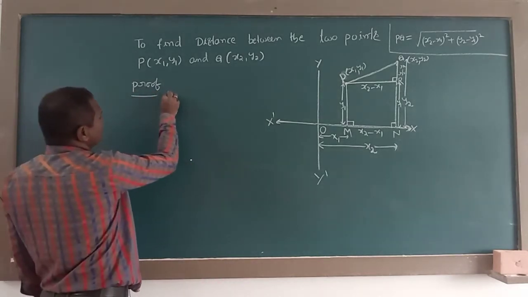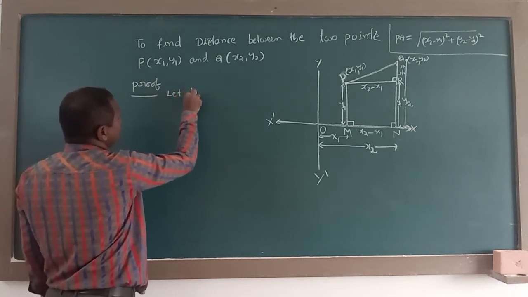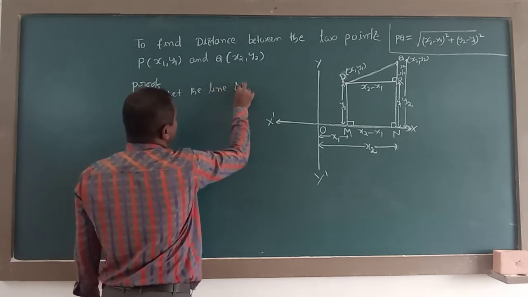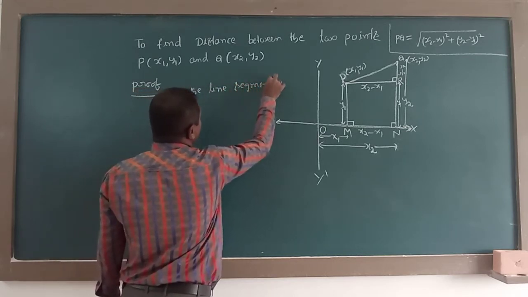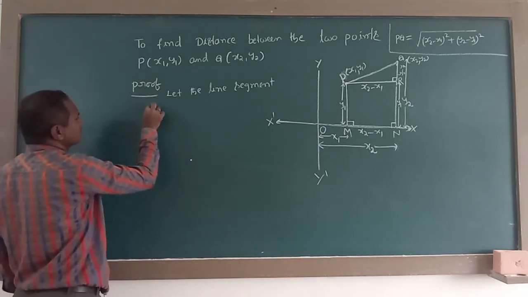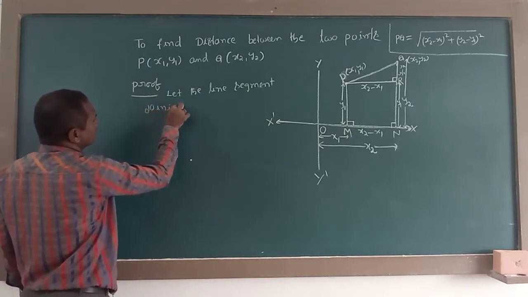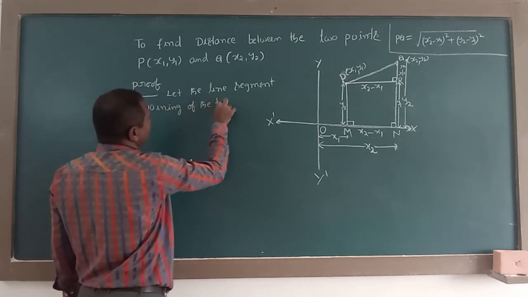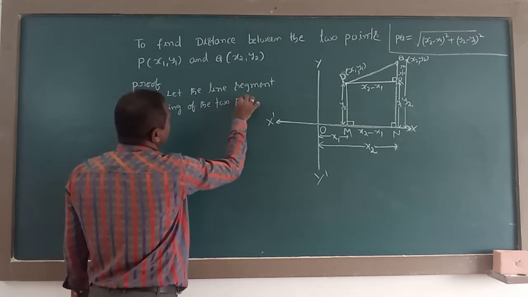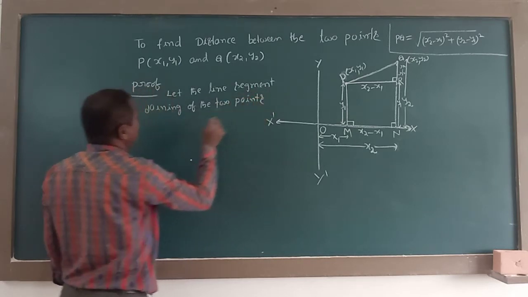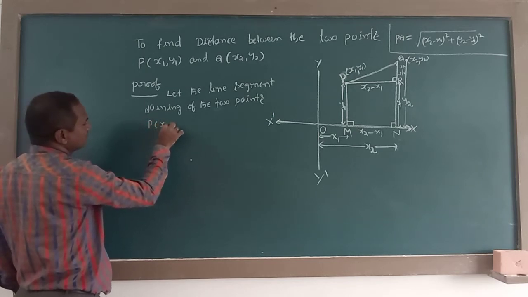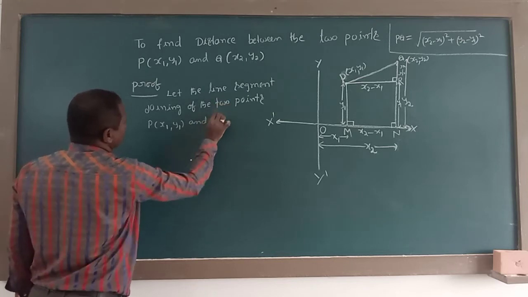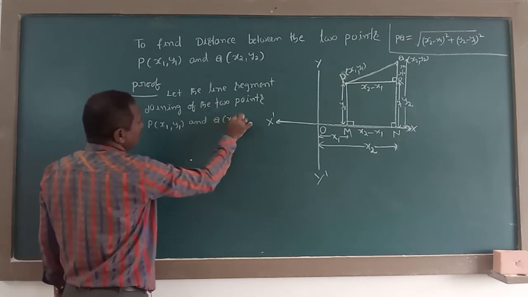First, let the line segment join the 2 points P x1 comma y1 and Q x2 comma y2.